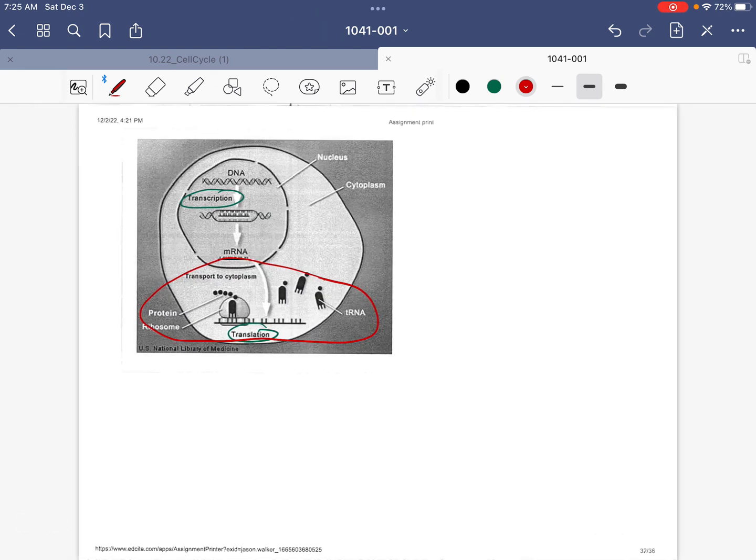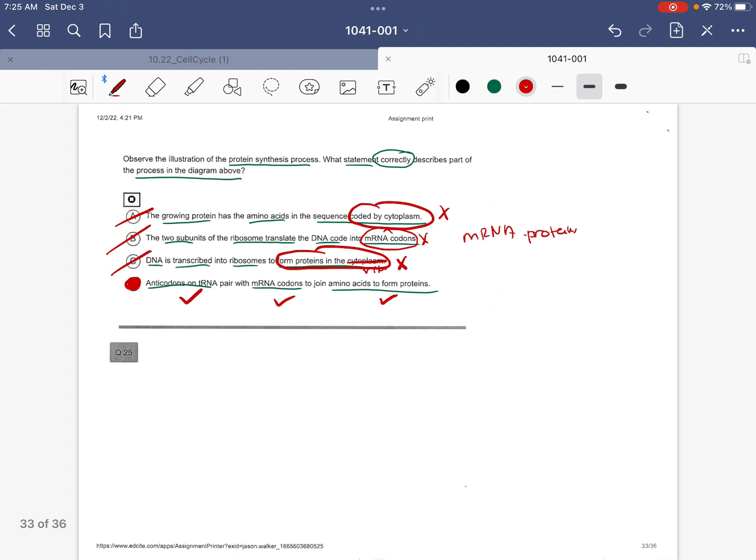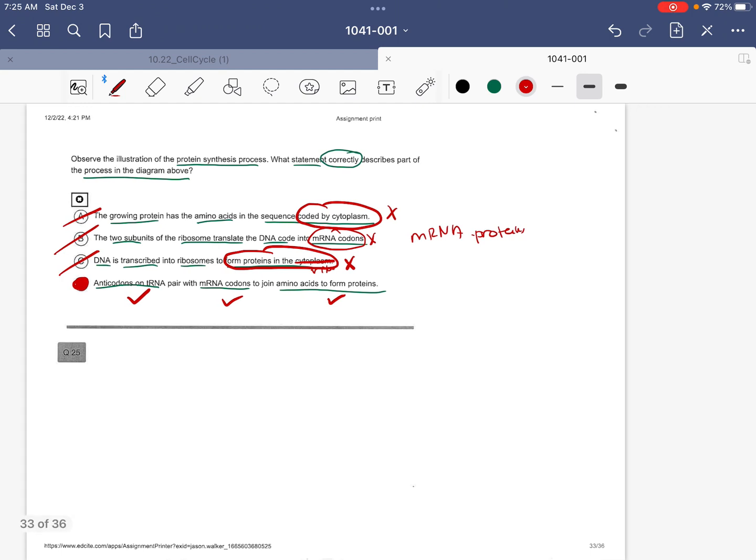It's specifically talking about this. So this is your tRNA. The anticodons match with the codons and translation is occurring. So again, if you see the image and you know the processes, which we did review multiple times, easy.